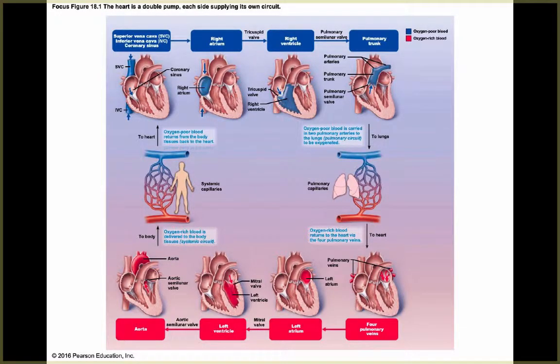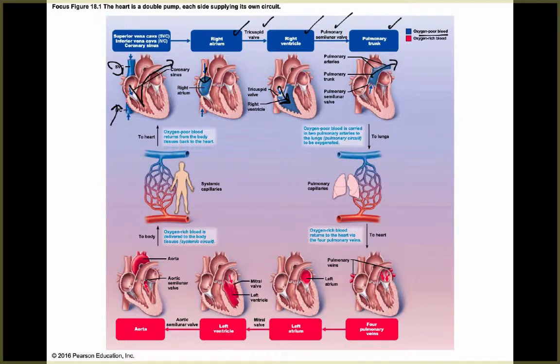And so basically this is showing you that the heart is a double pump and each side is supplying its own circuitry. So if you look here, we start with the superior and inferior vena cava and the coronary sinuses, and it goes out and through this way. So essentially it goes right atrium, tricuspid, right ventricle, pulmonary semilunar valve, and then through the pulmonary trunk. And you can see it's all blue, which means that it's oxygen poor blood. So you can see the blood here coming in, right? Then it's going into the right ventricle and out here.